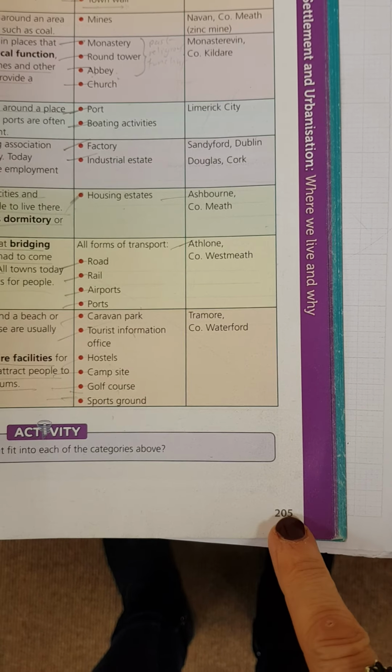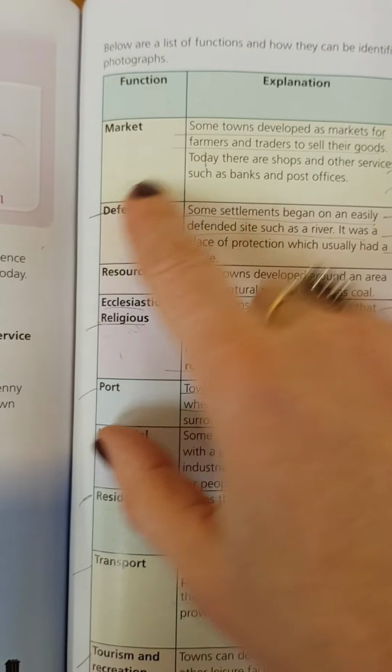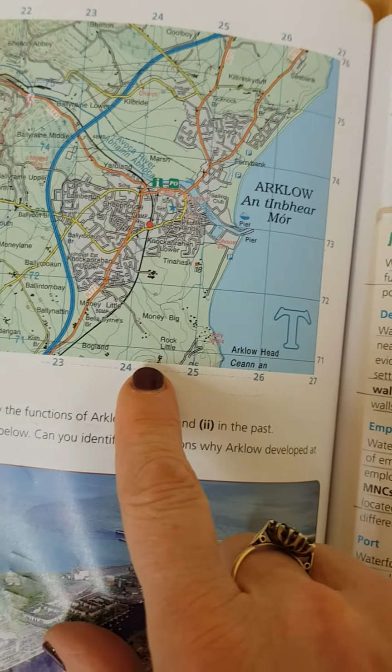I'm on page 205 of the geography book and we're looking at the functions of a town. So this ties up with the next page, the map work. What is the function of Arklow town?